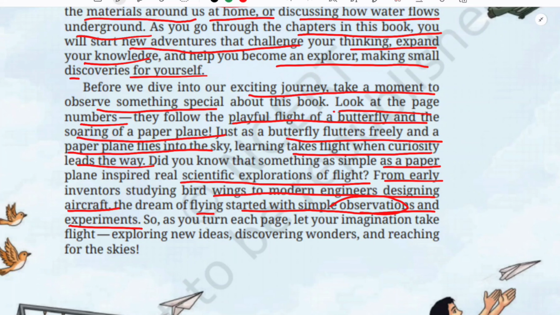Suppose for example, if you have wood with you, and you don't have the idea of making a chair, so that wood is of no use, isn't it? So if you have that idea of making that chair, then wood will be useful, isn't it? So that idea is important, idea is more important. So as you turn each page, let your imagination take flight. Each page, let your imagination take flight, means make them high.